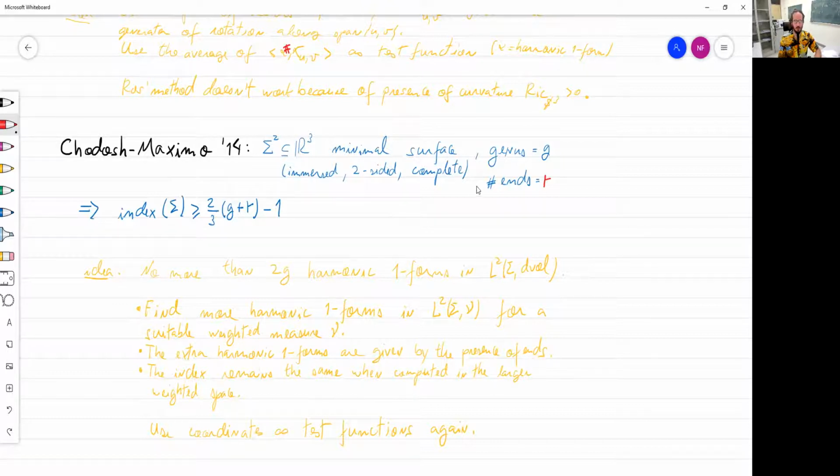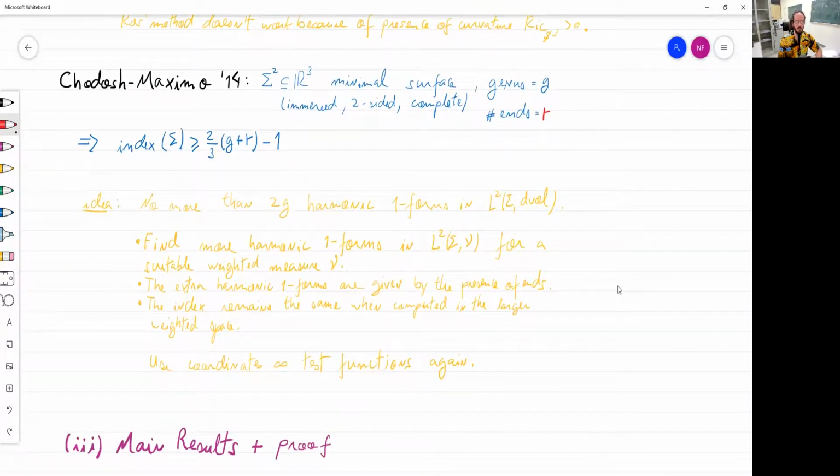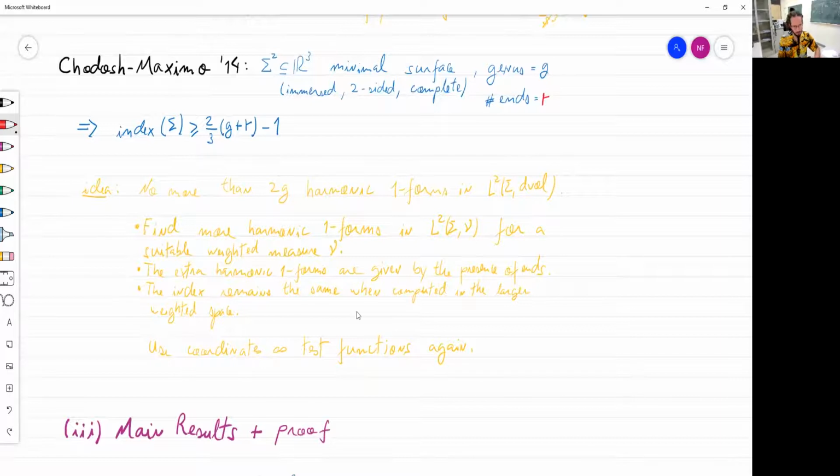Okay. So here, this index estimate improves Ross's index estimate and includes the ends. So the presence of ends contributes to the index. Too many ends, right? So the idea is that there are no more than 2G harmonic one forms in L2. So they look at a bigger space. They look at a weighted space for some weighted measure I'm not going to talk about. And in this weighted measure, there are extra harmonic one forms, but the index remains the same, right?